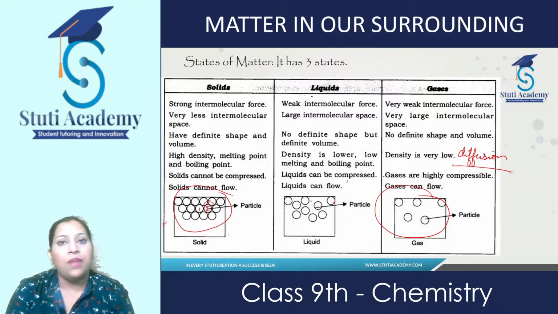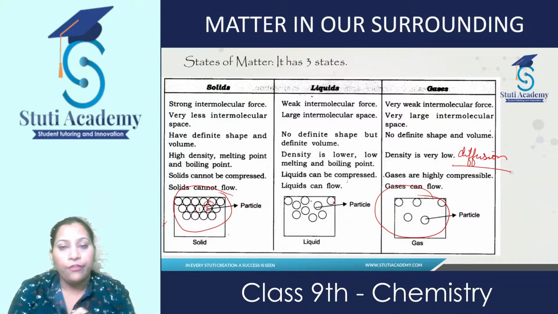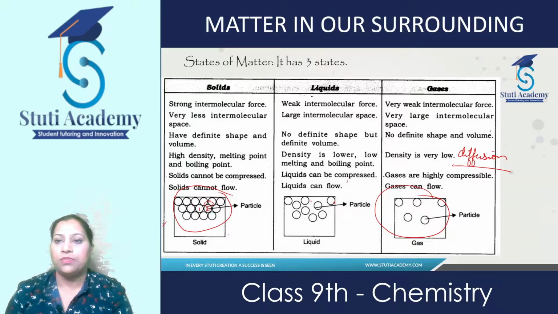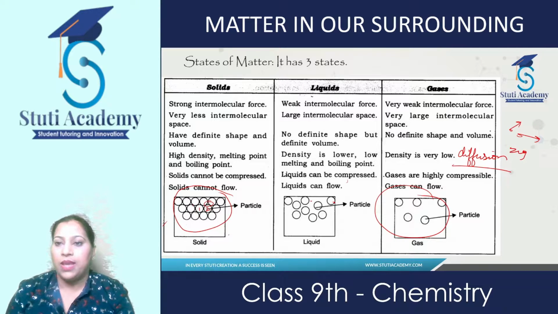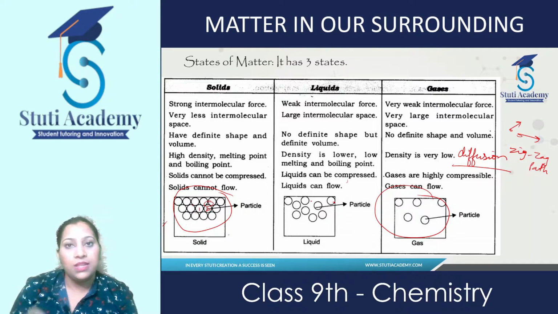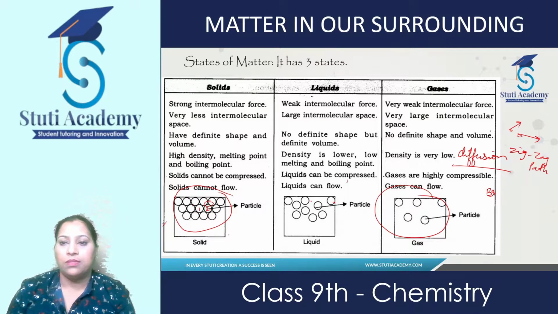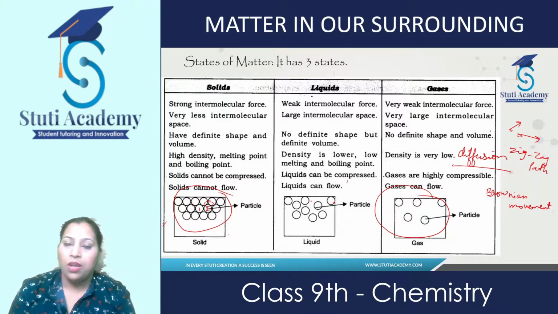When particles are moving in these states, they follow a zigzag path. They do not flow in a particular pattern. Some particles move here, some move there. So, they follow a zigzag path. When particles follow a zigzag path, or move randomly, this kind of movement is known as Brownian movement.